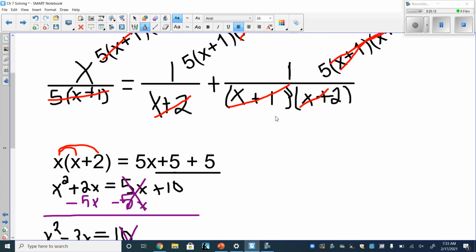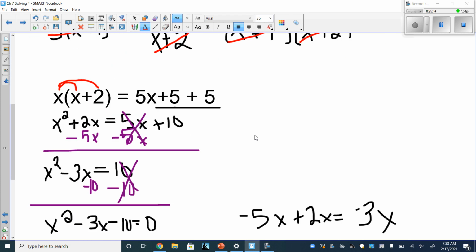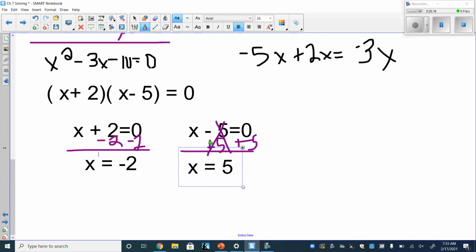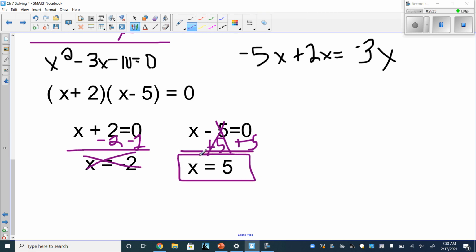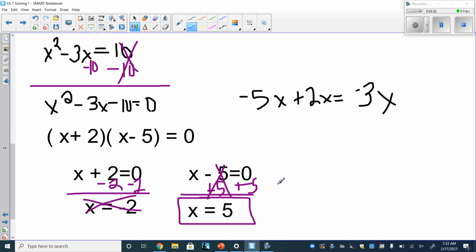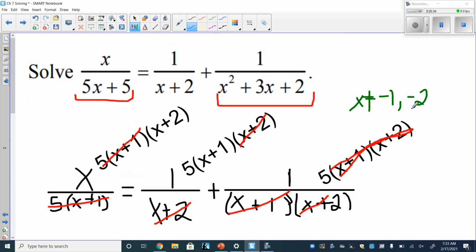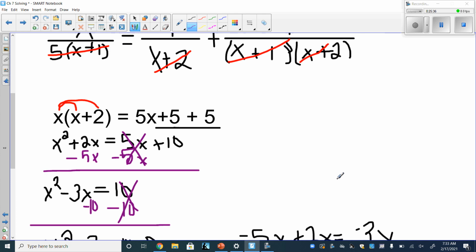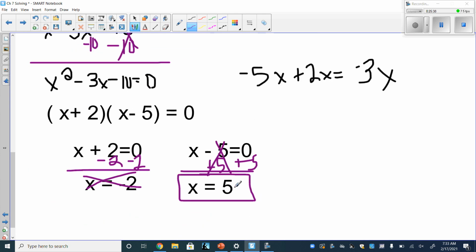And if we look back at our restrictions, our restrictions were -1 and -2. Well, hey, -2. So this here will not work. So our only solution this time is 5. Even though we got 2 answers, because one of them is one of our restrictions, it does not work. So our only value is x is equal to 5. -2, since it's a restriction, it does not work. So our solution is x is equal to 5. And that's all we have to do for this one here.